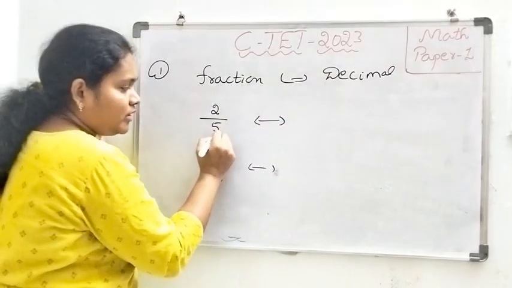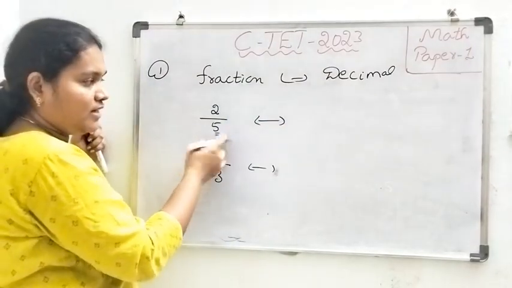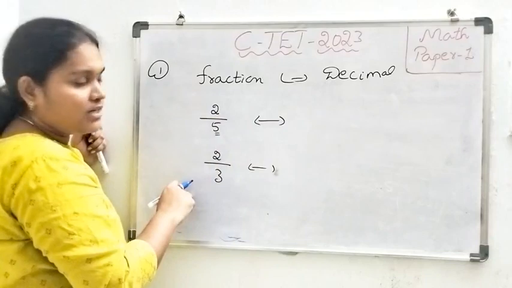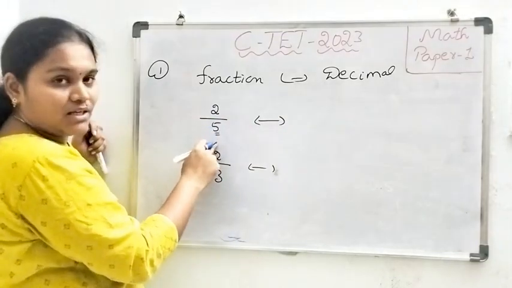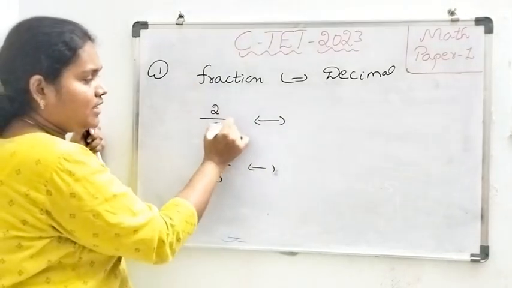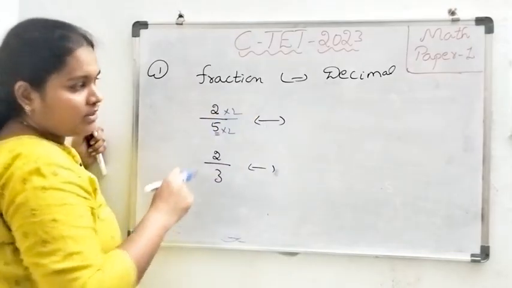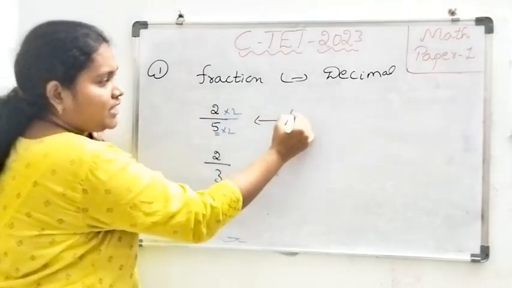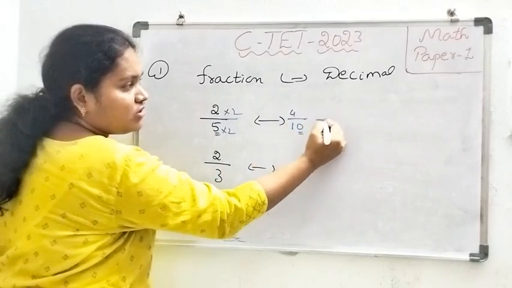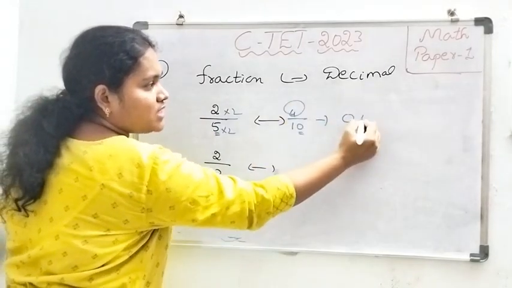If the denominator is in the form of 10 or 100 or 1000, we know, right? If it is not in the form of 10, 100, we can make it 10 by multiplying with a suitable number, right? So 5 into 2, we will get 4 by 10. Here there is 1 zero, so as it is number means it is 4.